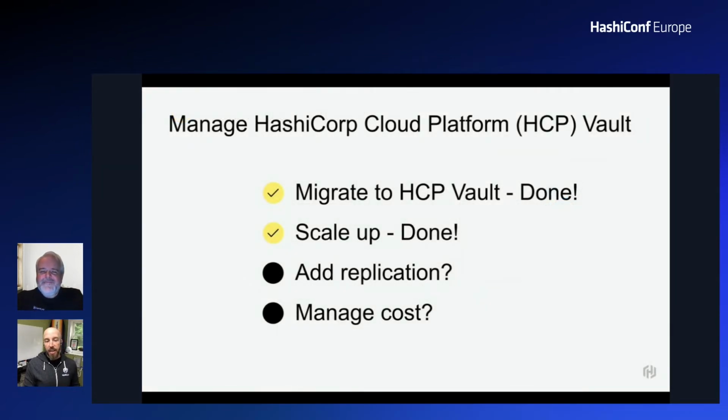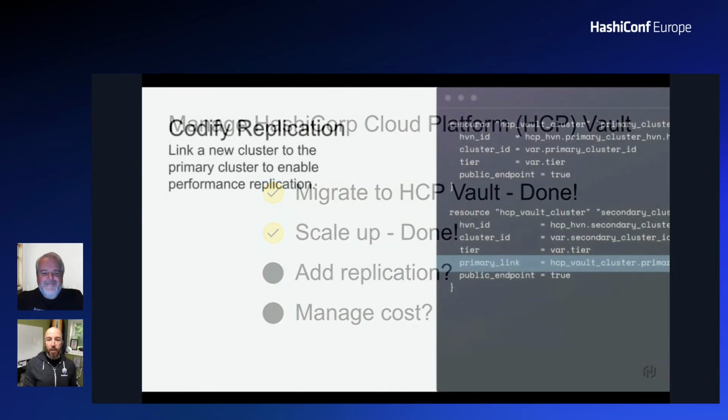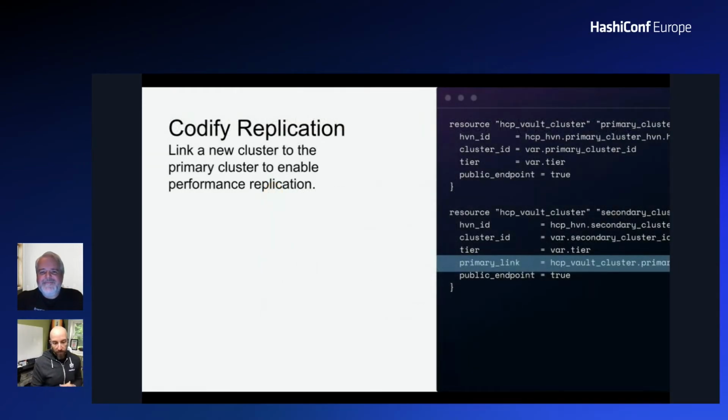And now we need to add replication. I mentioned an application that runs in a different region. Maybe that's at different times of the day, different times of the month. So you can add replication pretty easily because you've done everything so far through Terraform by adding additional resource blocks to your config. And it's essentially the same. You're going to have HVN. You're going to have another cluster block.